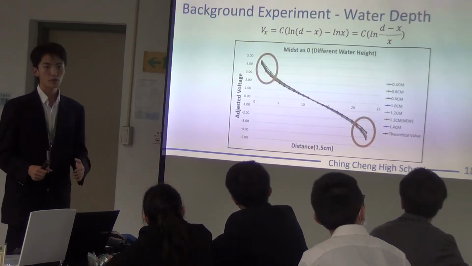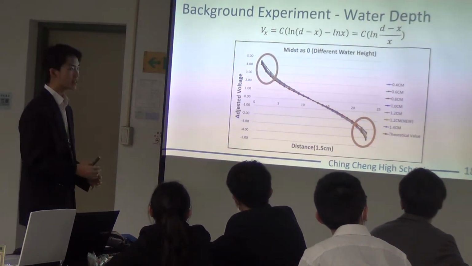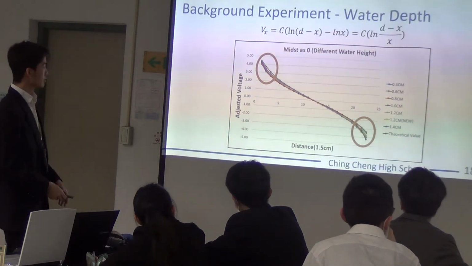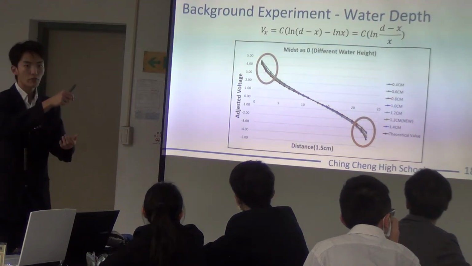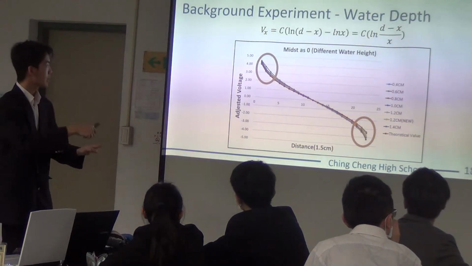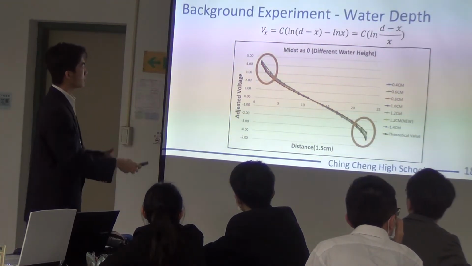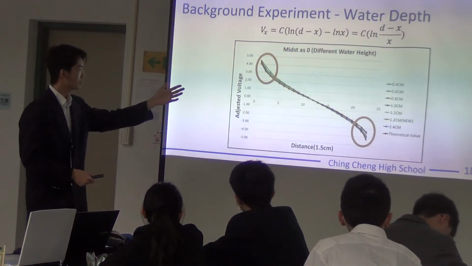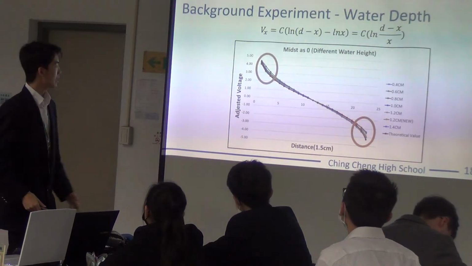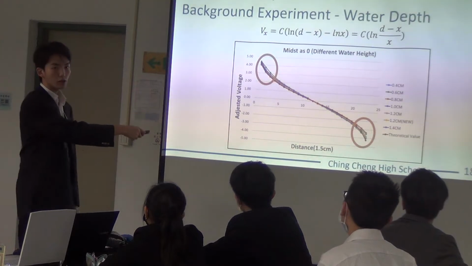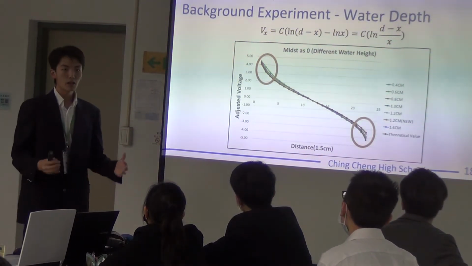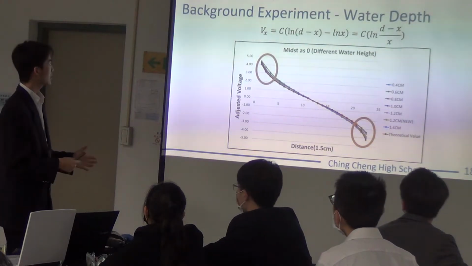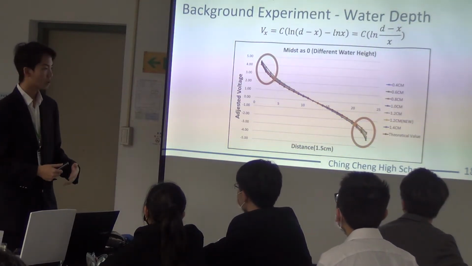So first thing we want to know is how the water depth will affect the experiment result. So here is our theoretical line, and we change the different depth of our multimeter probe, and we can see that from 0.4 centimeters to 1.4 centimeters, it will always have the same trend with the theoretical line, and it has a great fit. So we think that the water depth will not affect the equipotential line distribution.